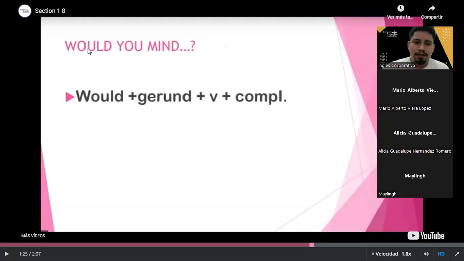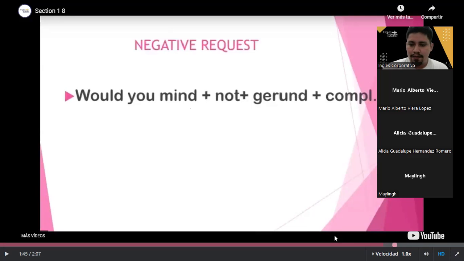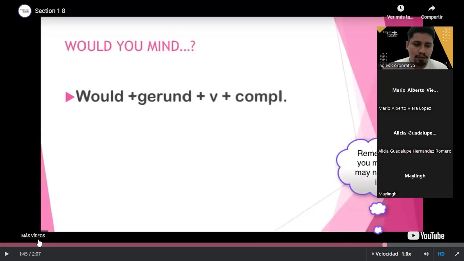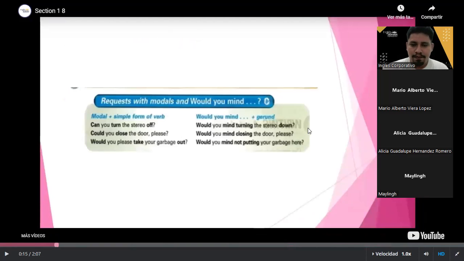The other structure for asking or requesting something is using would you mind plus gerund, the verb with the ing form, plus a complement. And we have some examples for this. Would you mind turning the stereo off? Would you mind closing the door, please? Would you mind not putting your garbage here?